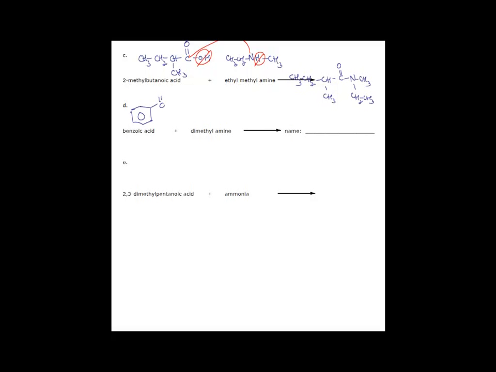Alright, D, benzoic acid. Review those flashcards if you're having trouble with this. Looks like that. Dimethylamine. 2 methyl groups. Make an amide, you get rid of the OH and the H from the amine, make a really long bond. And you have your product, which is N,N-dimethyl benzamide.